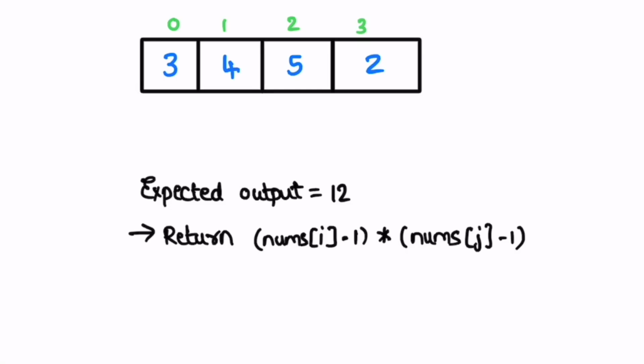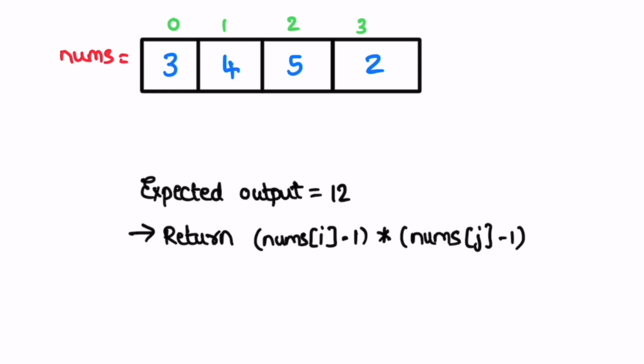I've taken the same example they gave us, so this is the nums array. And now we have to find two elements inside this array which will give us the maximum product. So our task is to find the two largest numbers inside this array and subtract 1 from each of them, multiply them and return that as the output.